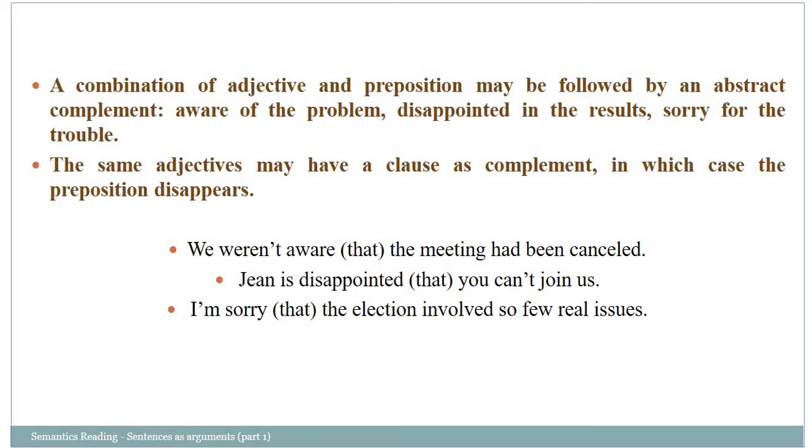Like, we weren't aware. Normally we use aware with the preposition of, like aware of the problem, but here if the sentence is followed with a clause, as I said, they may have a clause as a complement, and in this case the preposition of disappears. You can see that here we don't use of with aware. And here Jean is disappointed. Again, we don't use the preposition in with the adjective disappointed. And with sorry, normally we use for, but we don't use for here because they are followed with a clause. And when they are followed with a clause, we don't use the preposition with the adjectives.